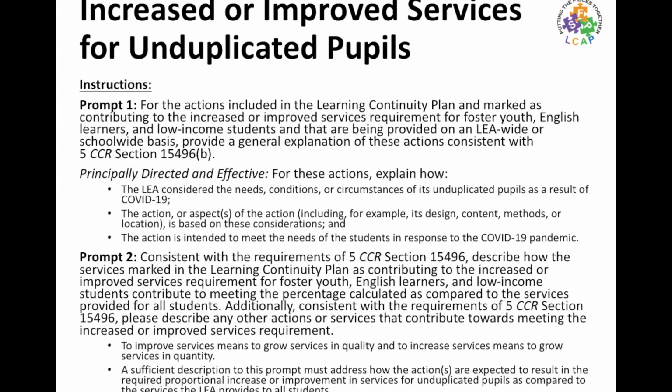For these actions, the LEA needs to explain how the LEA considered the needs, conditions, and circumstances of the unduplicated pupil group as a result of COVID-19, how the action or aspects of the action, including, for example, how it's designed, the content included, the methods being used, or the location, how this information and the action is based on these considerations, and how the action is intended to meet the needs of the unduplicated students in response to COVID-19.